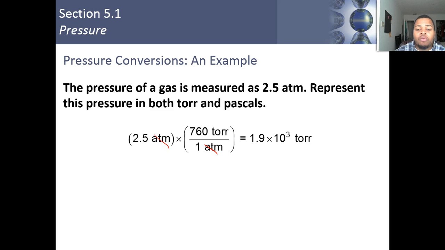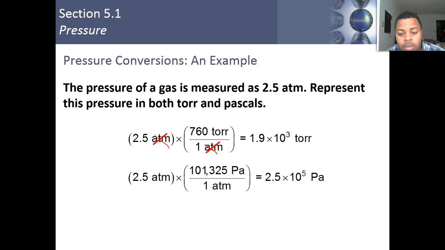Now, how would we go about doing the same thing for our pascals? Well, what was our unit? We said that 1 atmosphere was equal to 101,325 pascals. So, we end up multiplying the same way. We have our 1 atmosphere, cross out atmosphere, cross out, multiply 2.5 times 101,325 pascals to get our final answer. Now, this part is not very crazy or difficult. Please let me know if you're running into any issues and I will do my best to try to assist you.